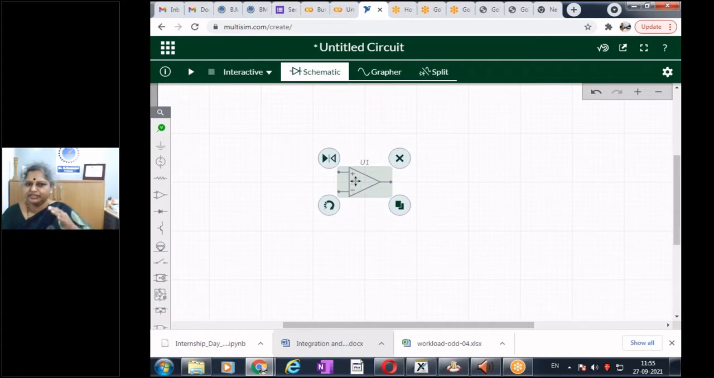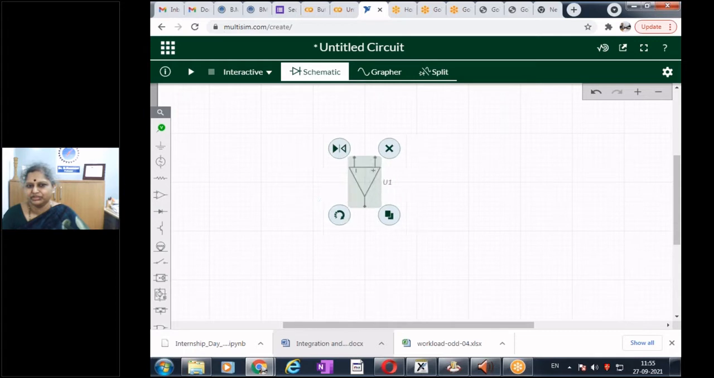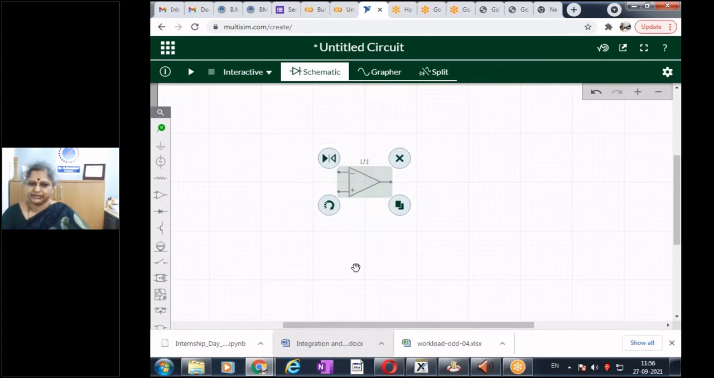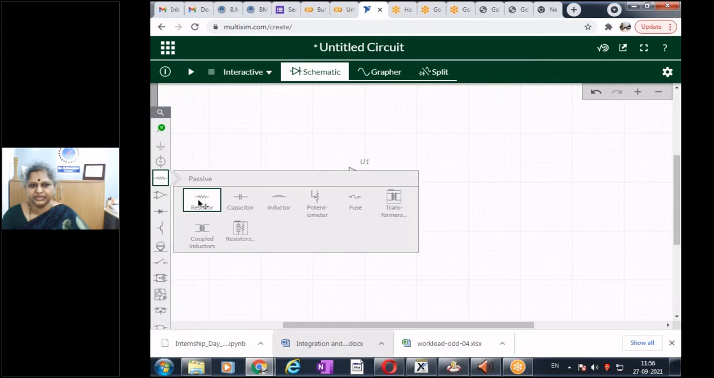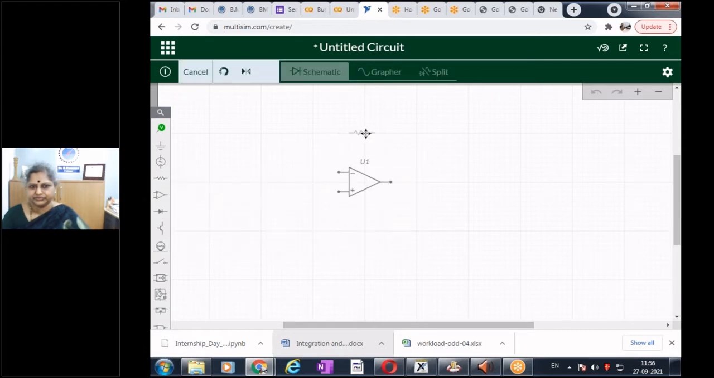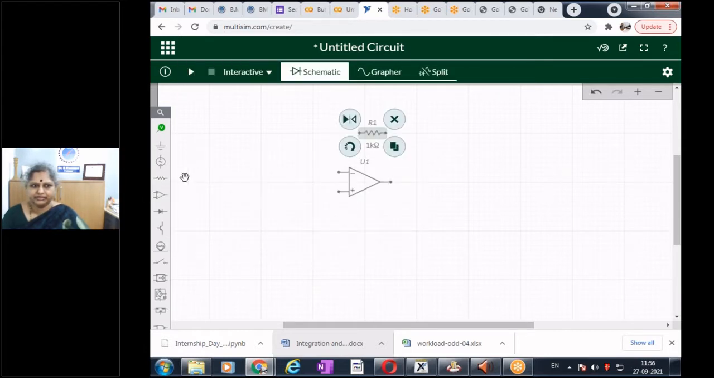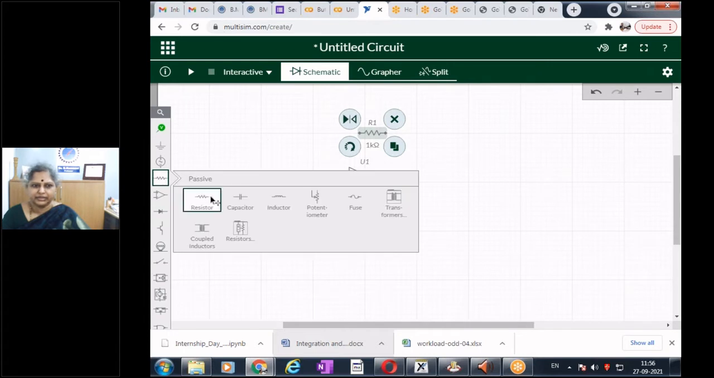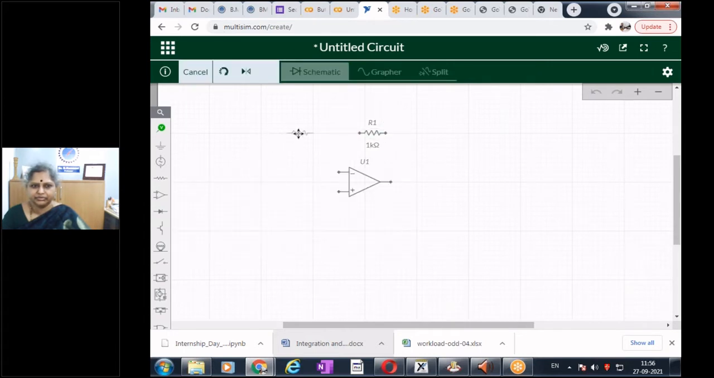We always are comfortable with having a negative terminal up and the positive down. So we will change it in that manner. And let's get it. So this is what we have. And let's put the resistor. We need a resistor, and then we need one more resistor.